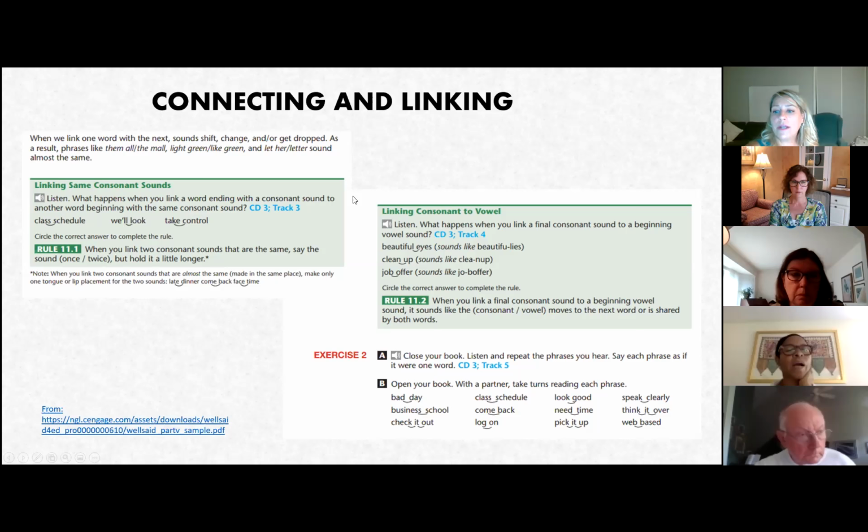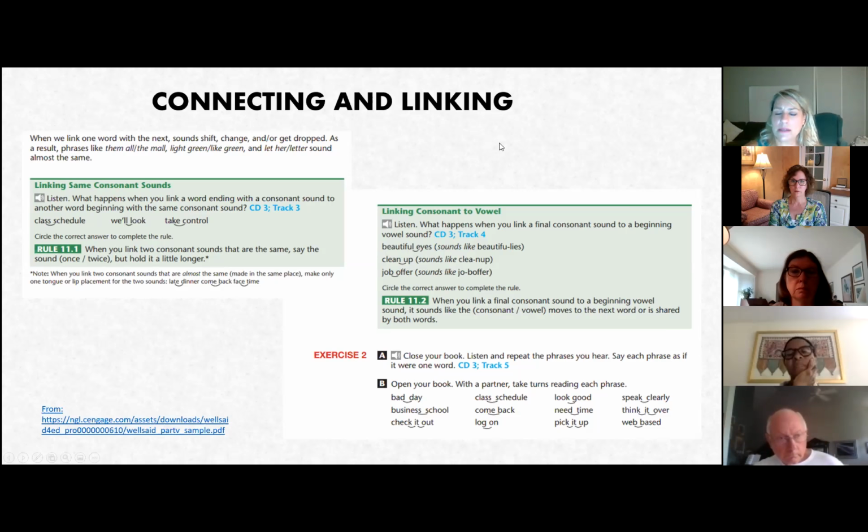Okay, and when you link two sounds together, it sounds like the consonant moves to the next word. So what this means is these are linked together. I don't stop here. So I would say clean up, clean up. Okay, so when there's a vowel here, I just move straight into the next word. And we practice that with students as well.